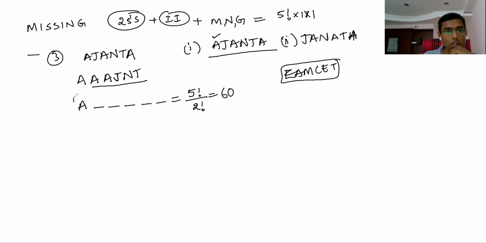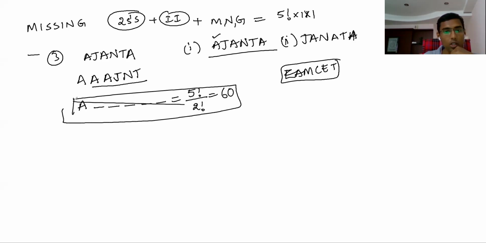So therefore, you need not take this, since it is in these 60 only. So what should you do? Again, within these 60 words that start with A, the words that start with AA are 4 factorial, 24 words. These 24 we do not need. Ajanta comes after these 24.